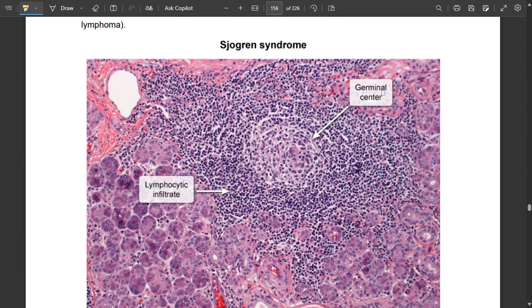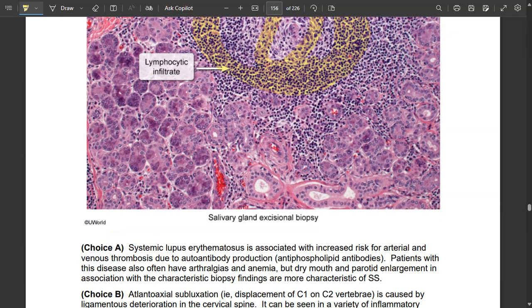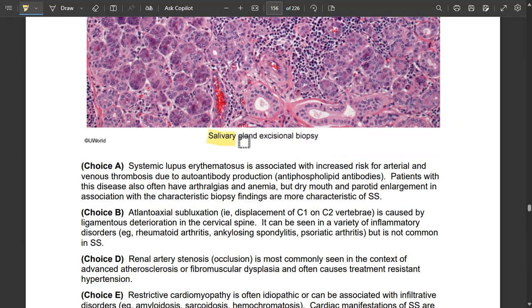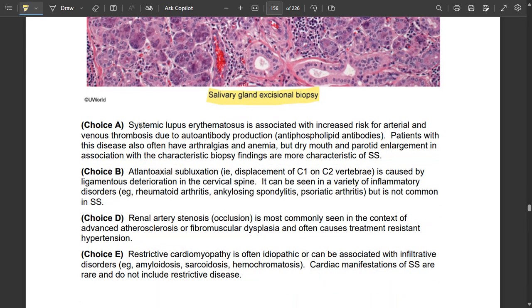So this is our germinal center. These are lymphocytic infiltrates. Lymphocytic infiltrates surround the germinal center. So this is the germinal center, surrounded by lymphocytic infiltrate. This is a salivary gland excisional biopsy.